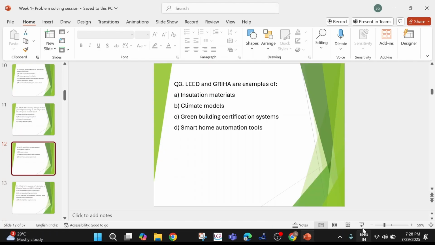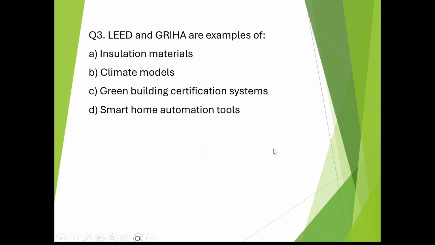Question number 3. These are the two certifications basically that are used for green building certification systems. That's why option C will be the right answer out of the four options. Let's move to the next question.